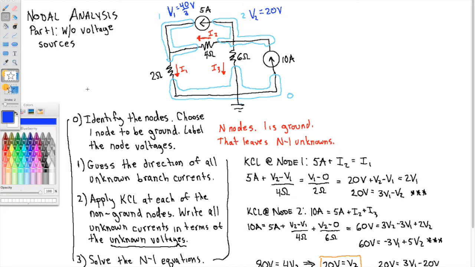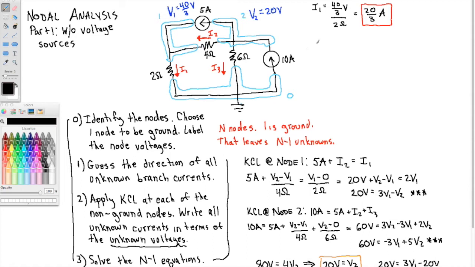Now that's the end of nodal analysis, but let's solve the circuit. I'm going to get the currents. If I want I1, Ohm's law says that, if I1 is going from top to bottom, as we guessed, that's 40/3 volts minus 0 divided by 2 ohms. So that is 20/3 amps. And notice it's positive. That means our guess of the direction was correct.